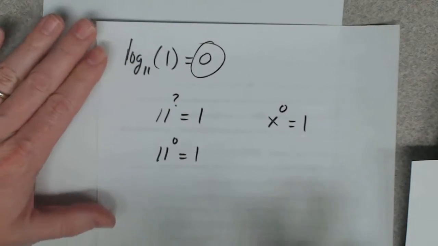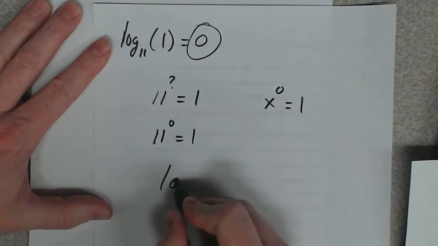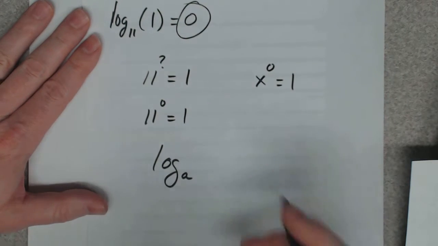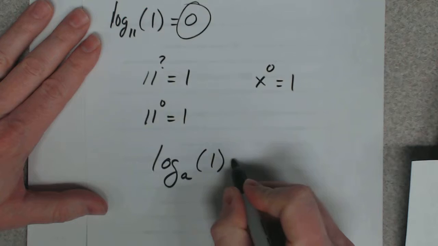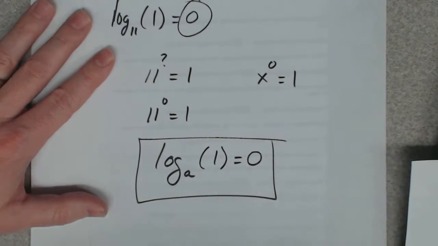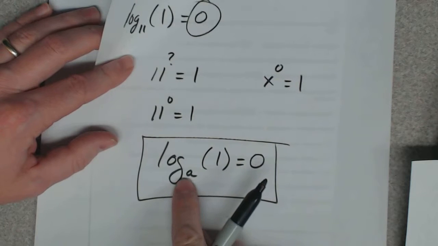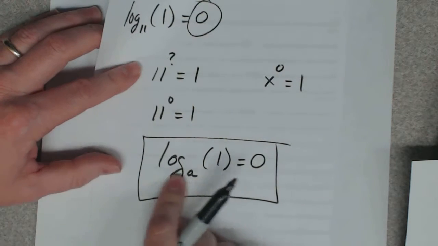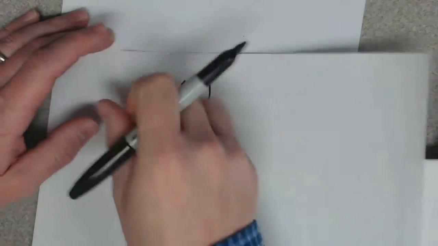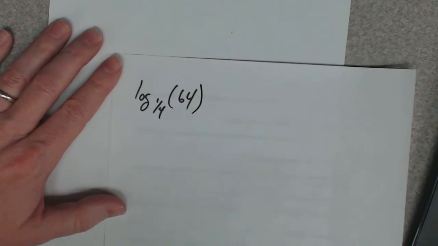Your answer is 0. So there's a property in this then. A logarithm to any base, I'm going to use a for any base, of 1 will always equal 0. That's a property. You can take that to the bank. Log to any base of 1 is always going to be 0. Oh, this is fun. So much fun.